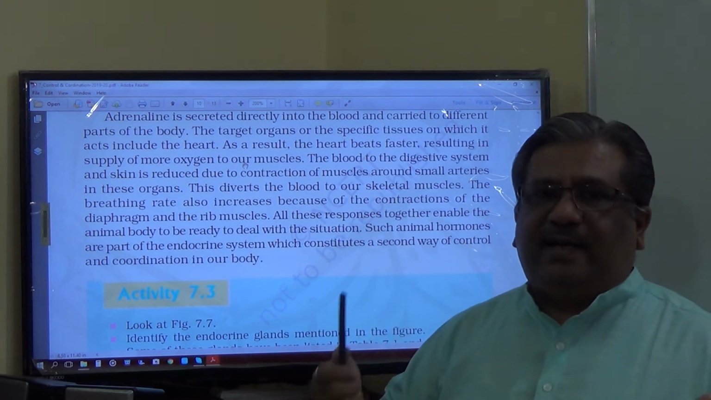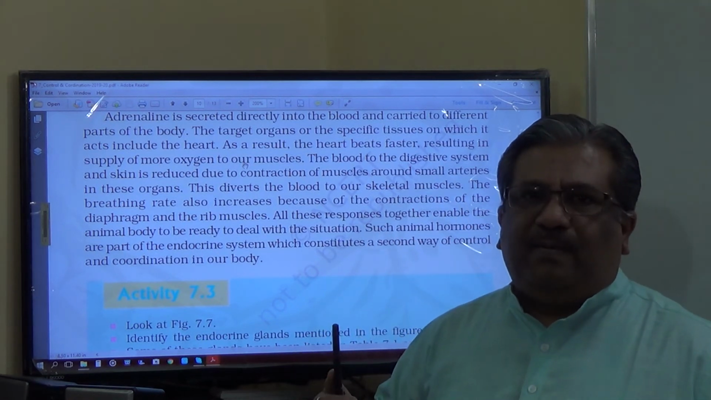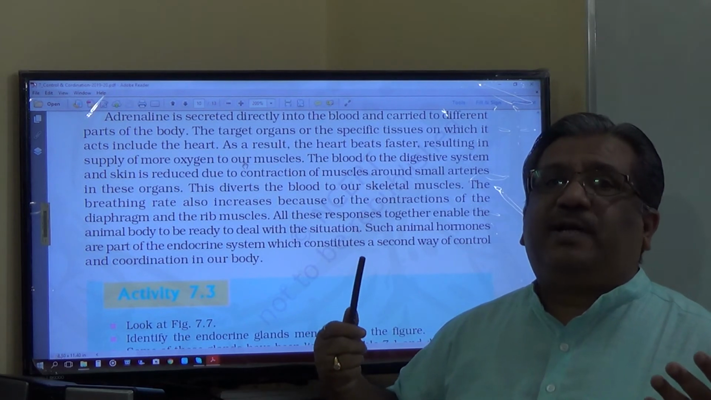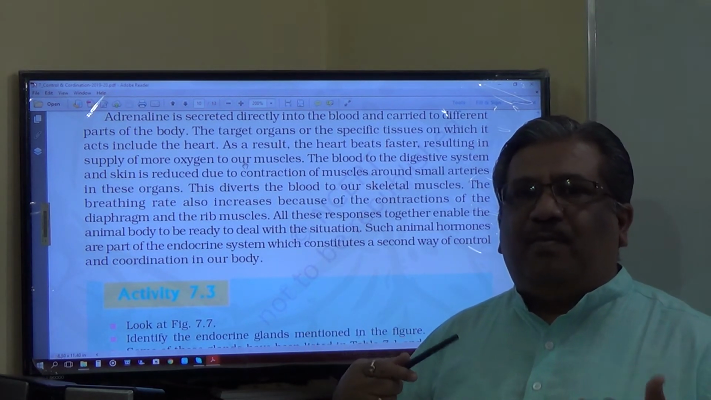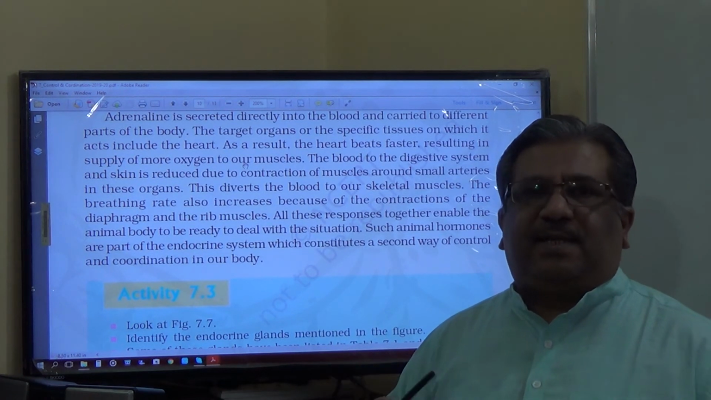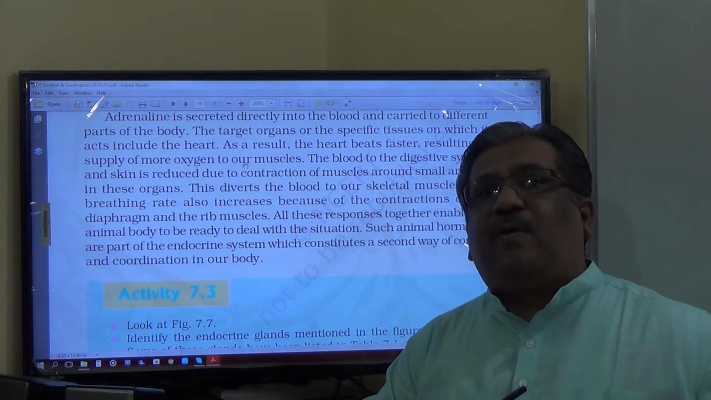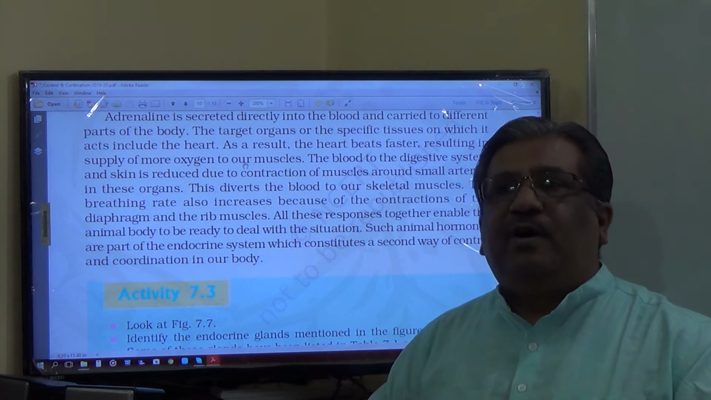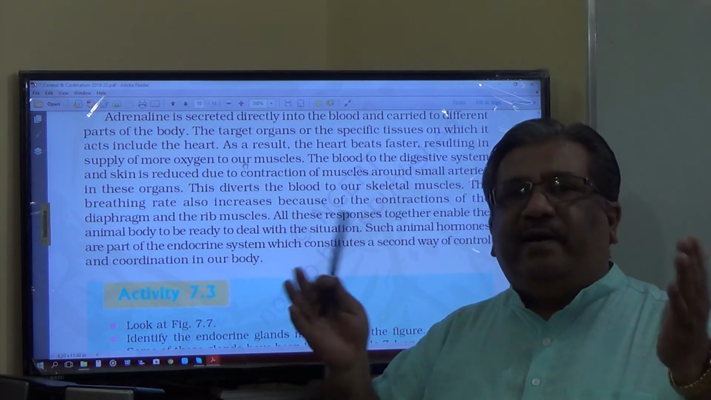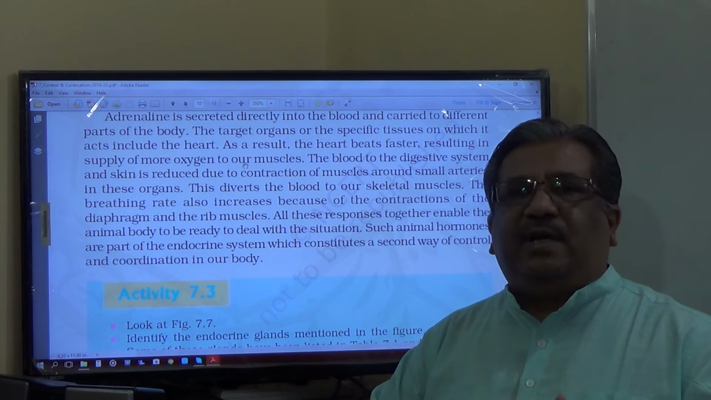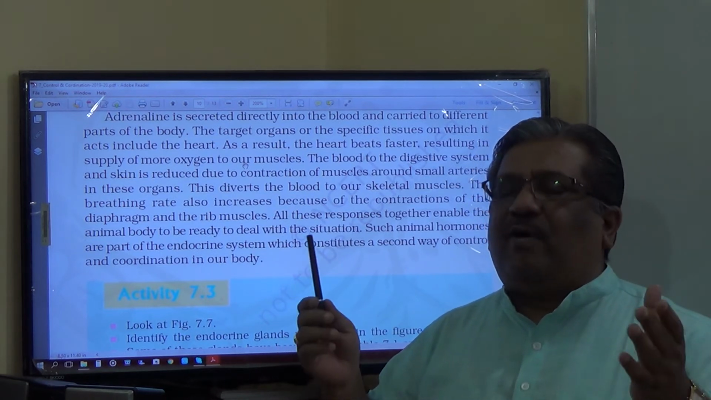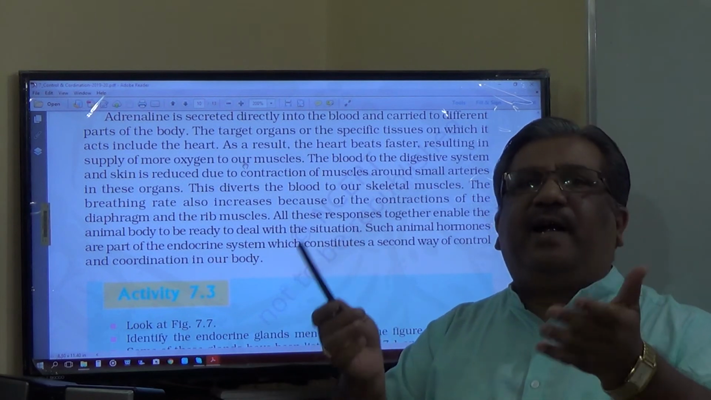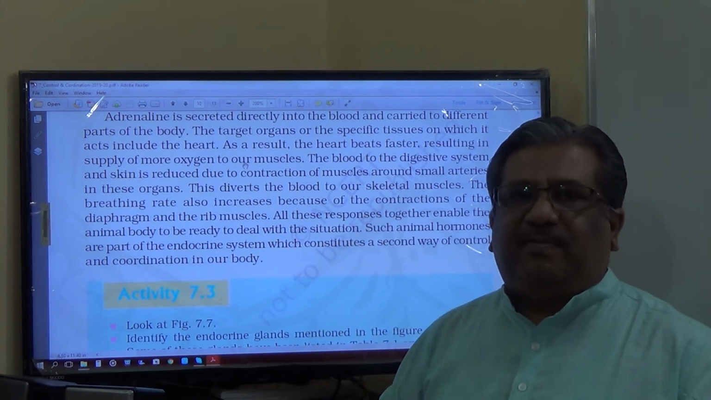Because skeletal muscles need to be very powerful, the mitochondria have to generate a lot of energy there. So the oxygen requirement is more in skeletal muscles, and therefore the blood quantity to the skeletal muscles is increased by decreasing the blood quantity to the skin and the digestive system, by contraction of the muscles in and around the arteries, which are the blood vessels.